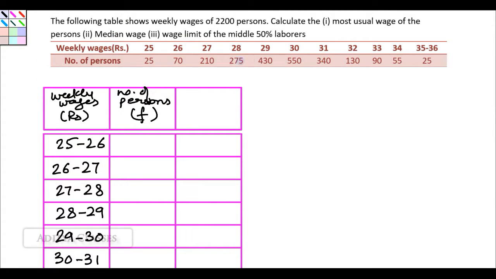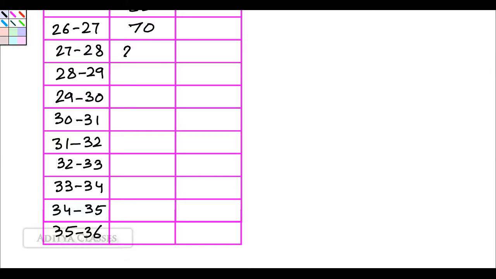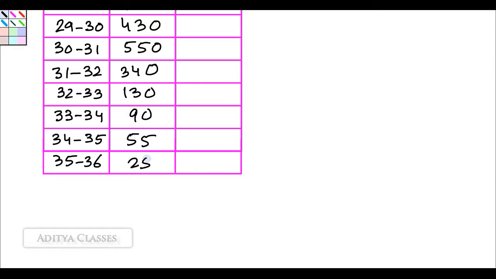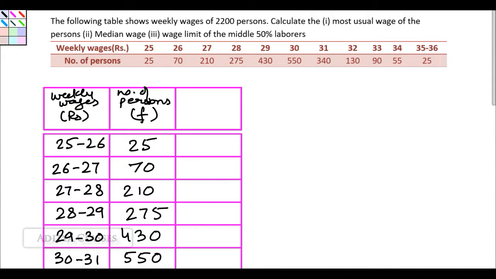Now let us fill in the frequencies. Now because this is 25, so obviously these will be the frequencies of respective classes. So let us fill in these frequencies. 25 to 26 should be 25, next should be 70 and so on. Here we have our frequencies. And now let us have a look at the question, what all they are asking.